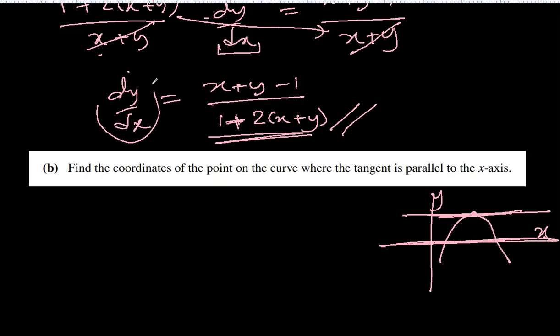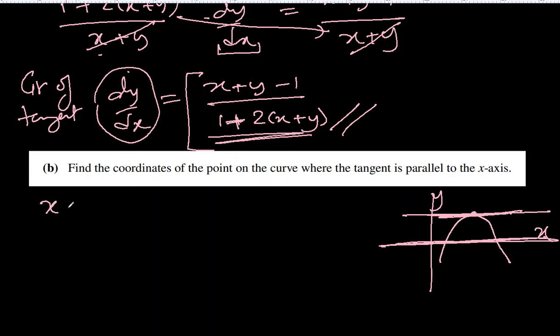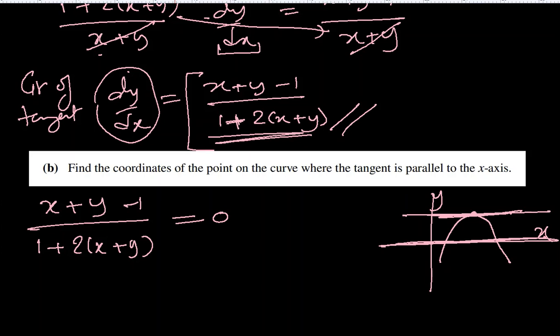So basically dy over dx, which is the gradient of tangent, should be equal to 0. That means this should be equal to 0. (x plus y minus 1) over (1 plus 2x plus y) should be equal to 0 to get that point. Okay. Now by cross multiplication again, this denominator goes and multiplies with 0 and vanishes. We are left with x plus y minus 1 equal to 0.